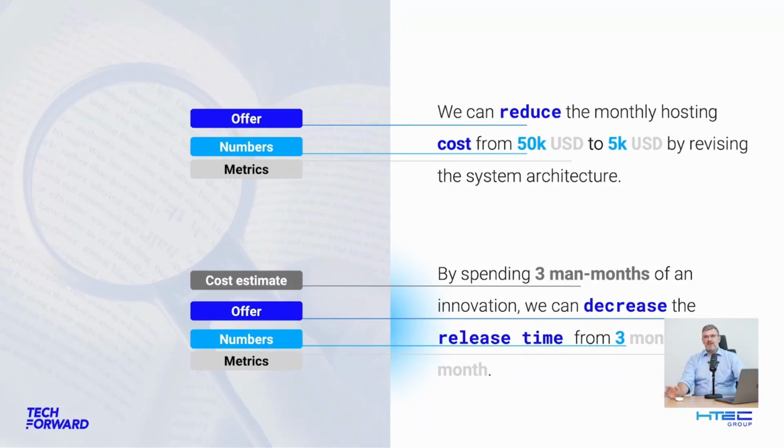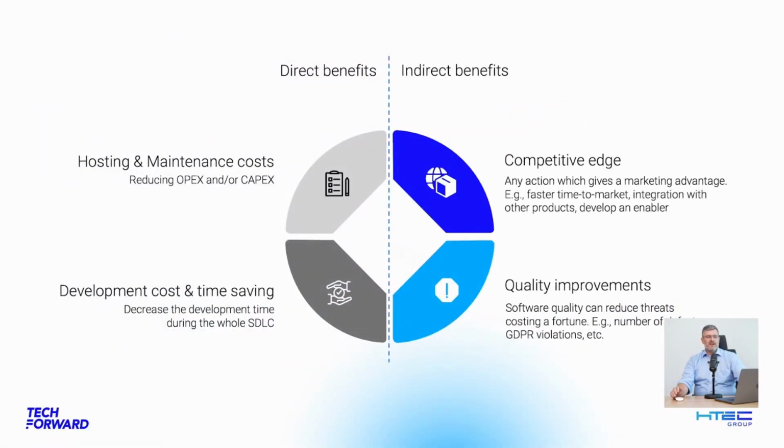Let's see where we can find the business value of a refactoring. I identified 2 kinds of benefits, the direct and the indirect benefits. The direct benefits are those values which are really easy to monetize. For example, reducing an OPEX or CAPEX means we spend less money. But as I mentioned, the time saving is also easy to convert because most of the stakeholders know the cost of a team and it's just a simple multiplication.